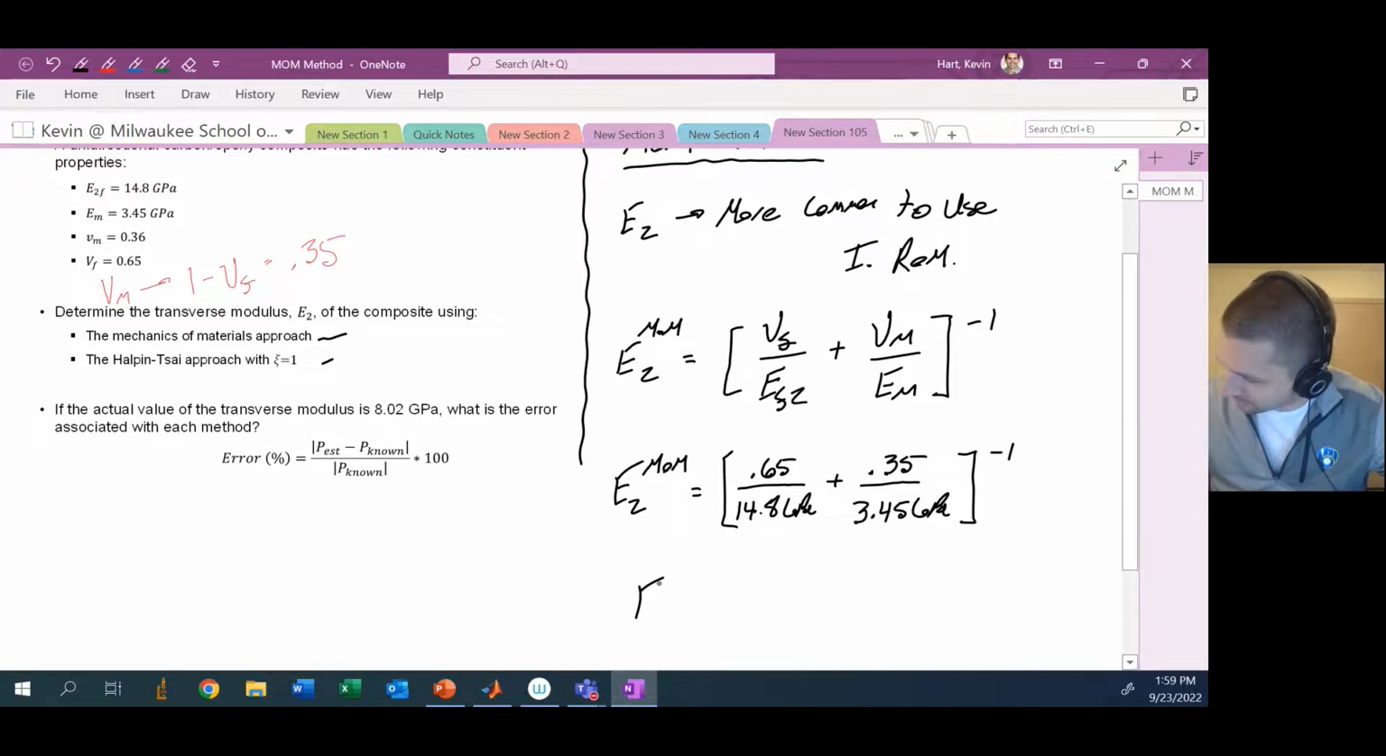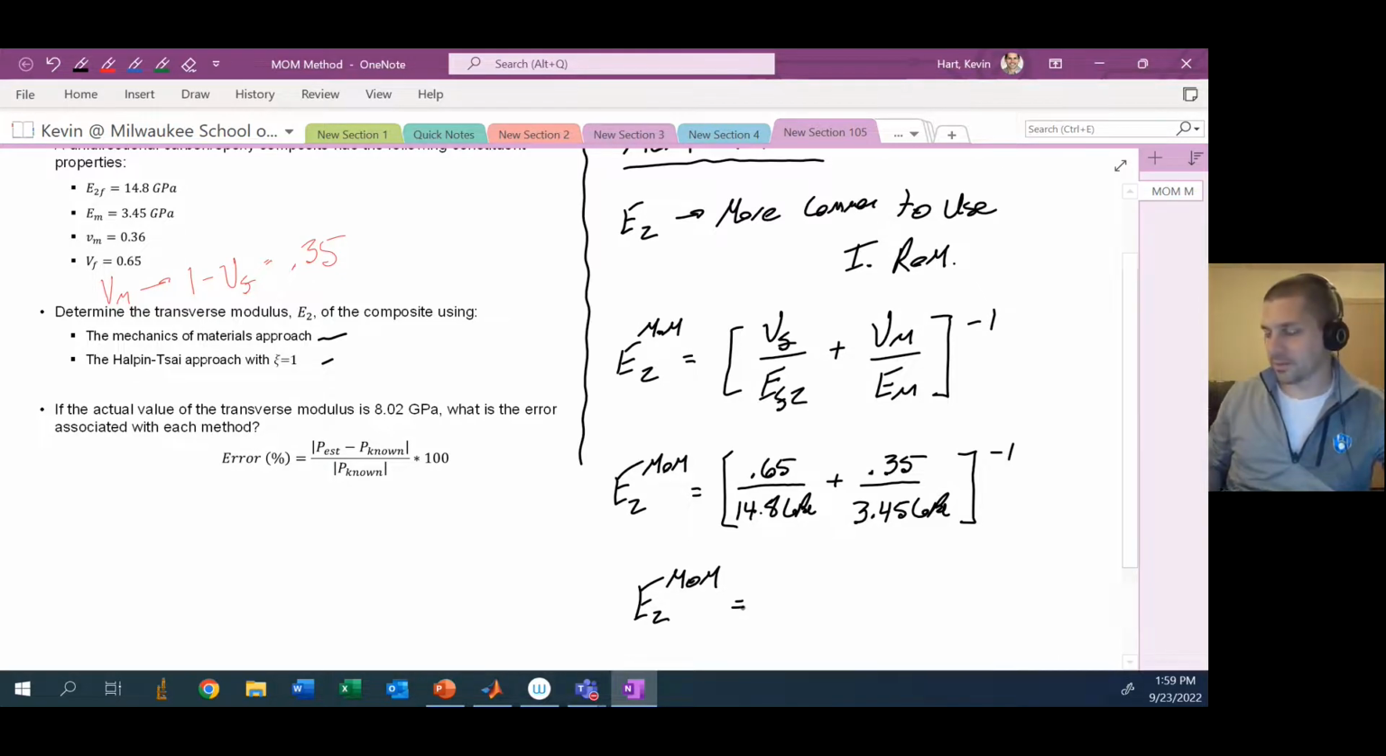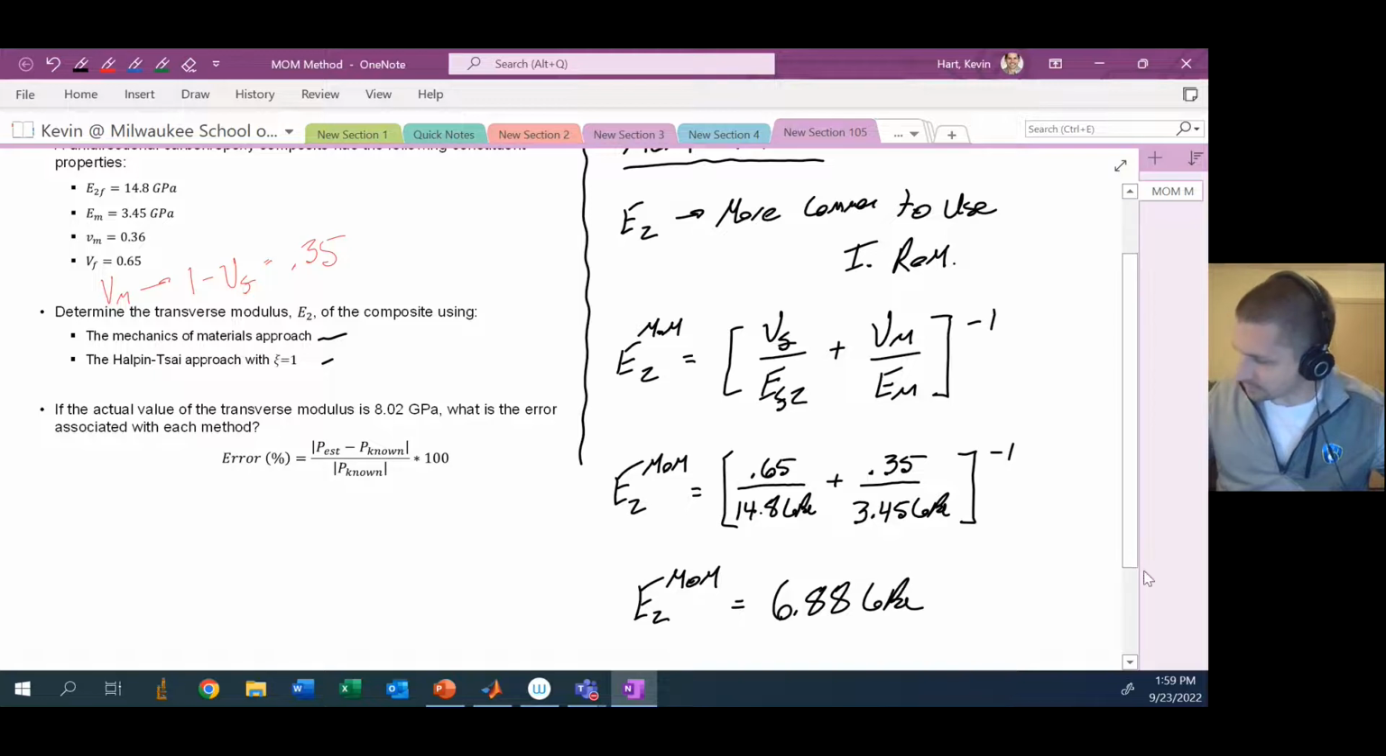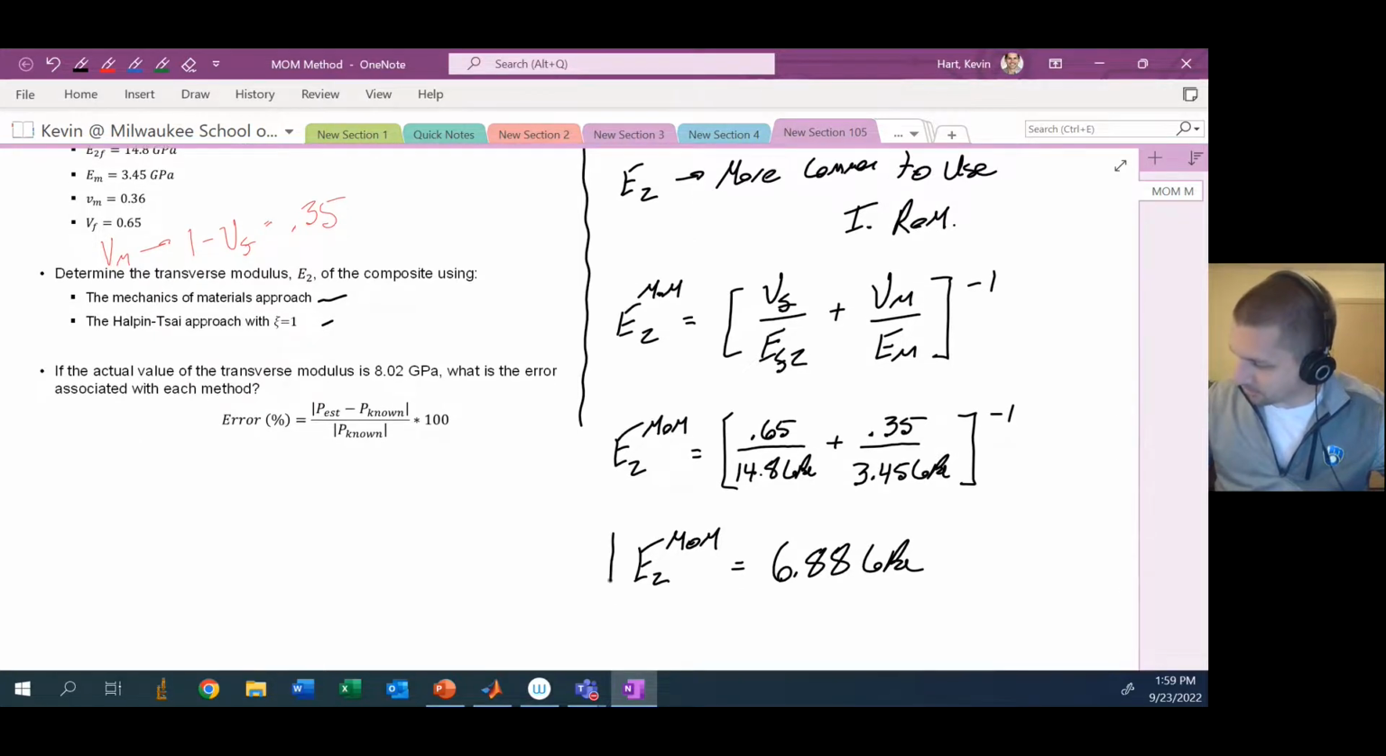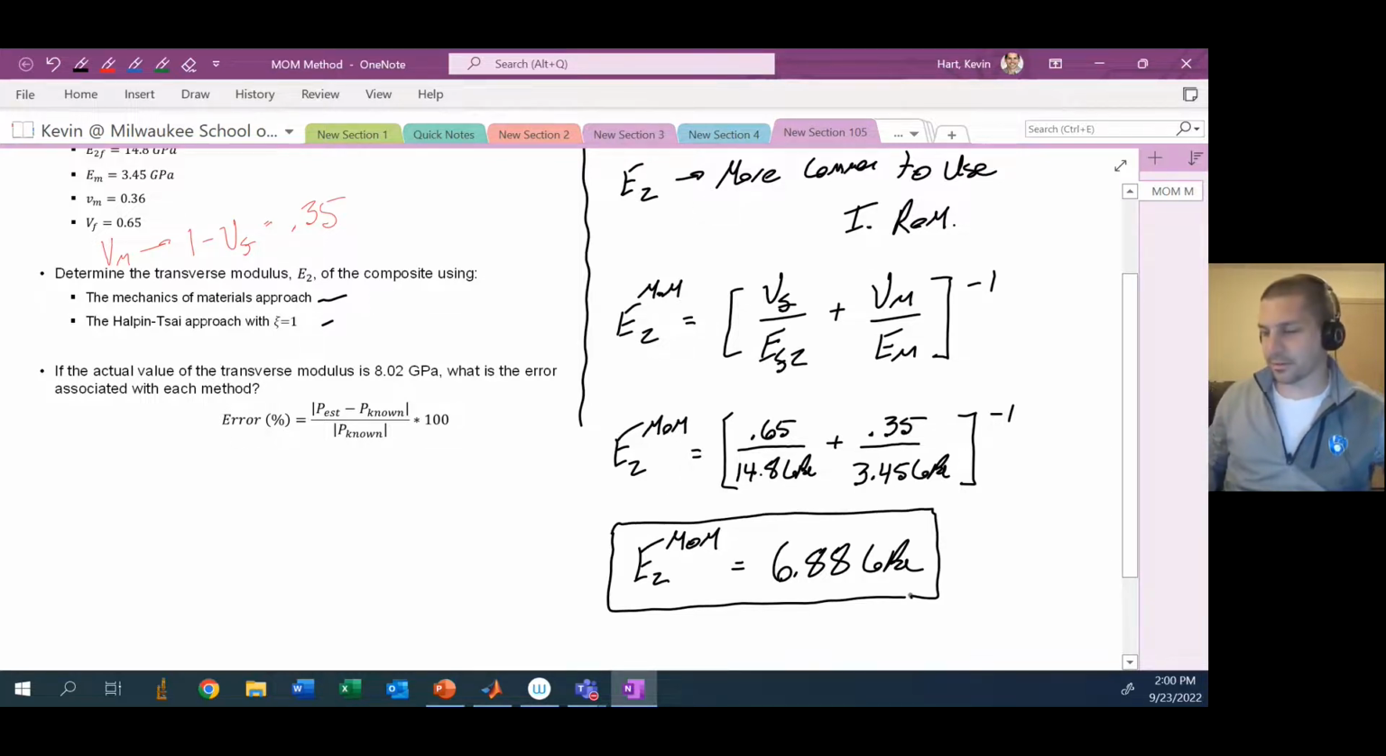You can work this down, punch this into your calculator. You'll find that according to the mechanics of materials method, which here we're using the inverse rule of mixtures, according to this method, we're going to find an elastic modulus in the two direction of the composite of 6.88 GPa. All right, so this is the first part of our answer, calculating the modulus of this composite in the two direction according to the mechanics of materials method.